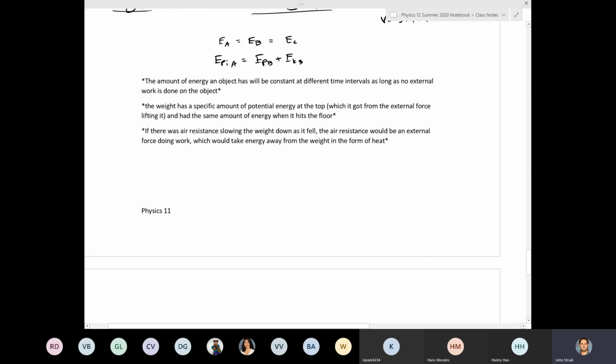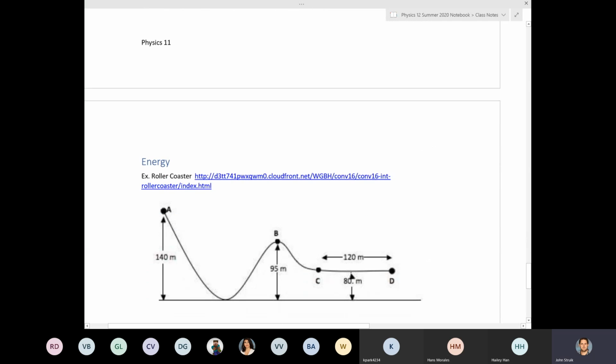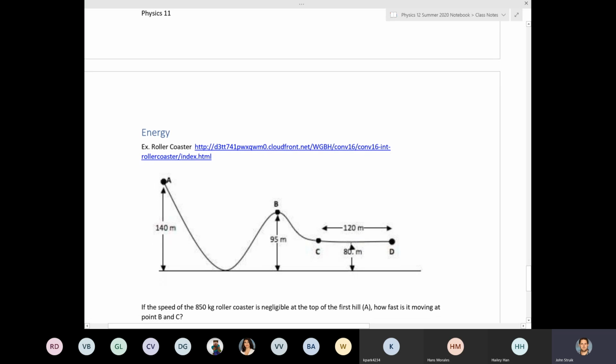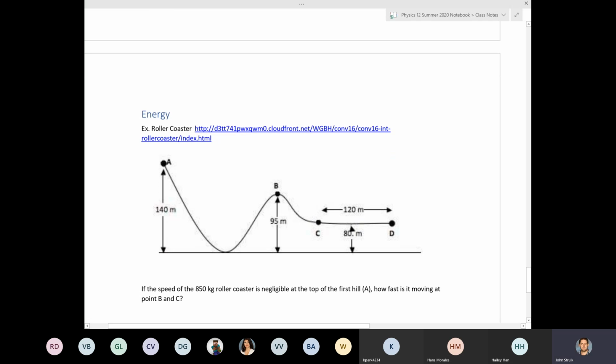Okay, let's keep going. I don't know if I can do this. I think maybe you can click on this website. I don't think it's going to work. It's not even going to show because I'm not sharing my whole screen.